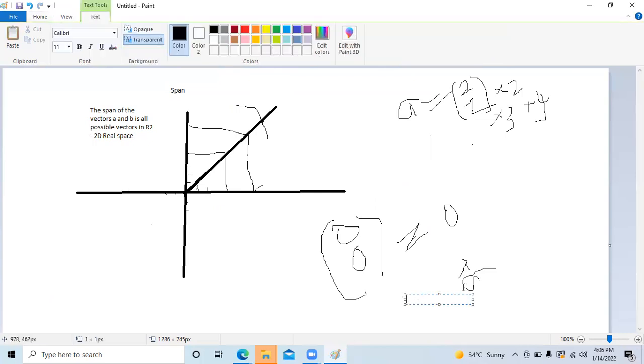Now, this is very important. The span is all vectors that you get by creating a linear combination of just vector A.